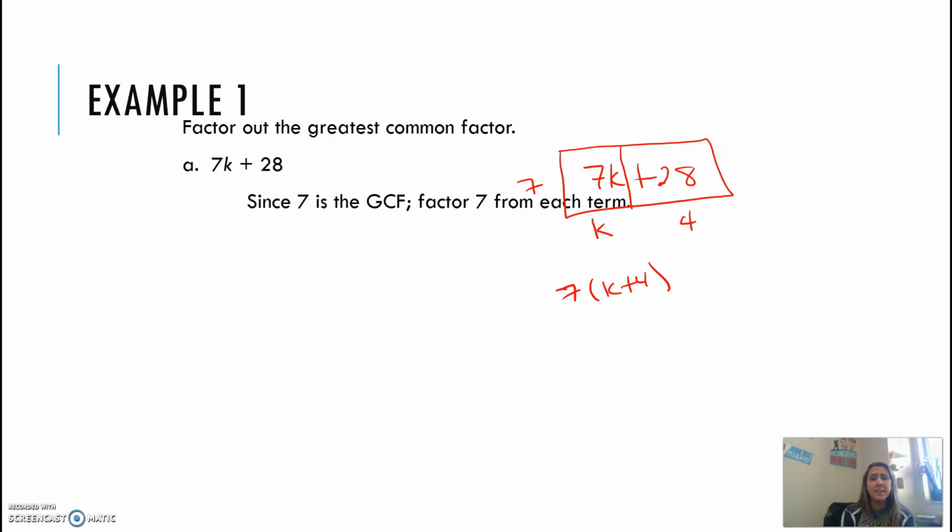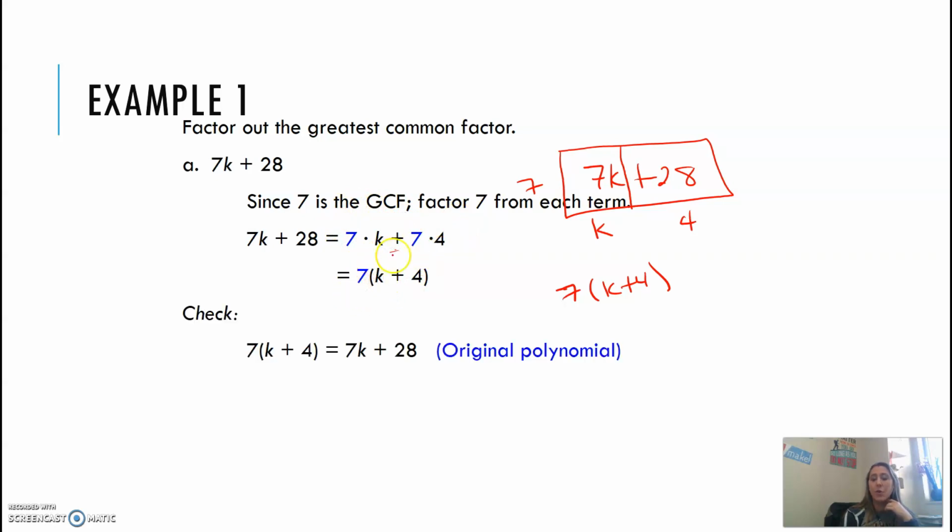Another way to think about it is we can say the GCF is 7, which is what I did with this box. I can take that from each term. So I could break it up into its factors. So 7 times k, and then 7, since GCF is the greatest common factor, I do 7 times 4. And then I just write down what I'm left with. So there's the k, and there's the 4. So we get 7 times k plus 4.